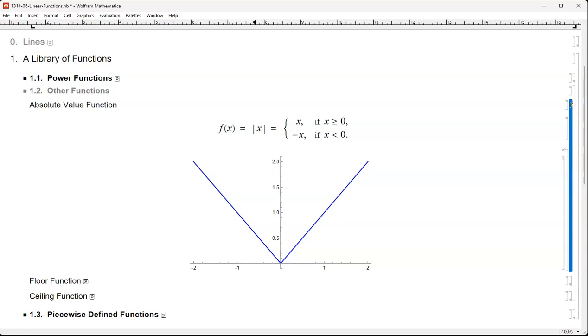Defined like this. If x is already positive, then stay x. If it is negative, then make it positive. How do I do that? Take an extra negative to make it positive. So, x is greater than or equal to 0, then y equals x, diagonal line. And when x is less than 0, y equals negative x, the other diagonal line.